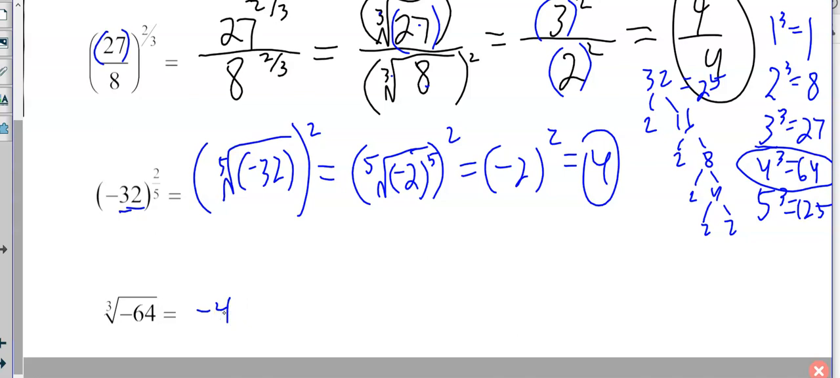And by the way, you might think, oh wait, we can't take the square root of a negative. No, you can't take a square root of a negative to get a real number. It'd be imaginary. Same thing with a fourth root or any even root, but odd roots of negatives are okay. Think about it. Negative 4 times negative 4 is positive 16, times another negative 4 is negative 64. So you can have odd roots of negative numbers all day long without worrying about imaginary numbers.